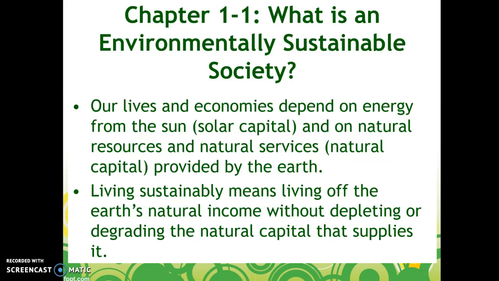Chapter 1.1 is what is an environmentally sustainable society. So the main ideas of this section is our lives and economies depend on energy from the sun, which is solar capital, and on natural resources and natural services, or natural capital, provided by the earth. It also covers that living sustainably means living off the Earth's natural income without depleting or degrading the natural capital that supplies it.